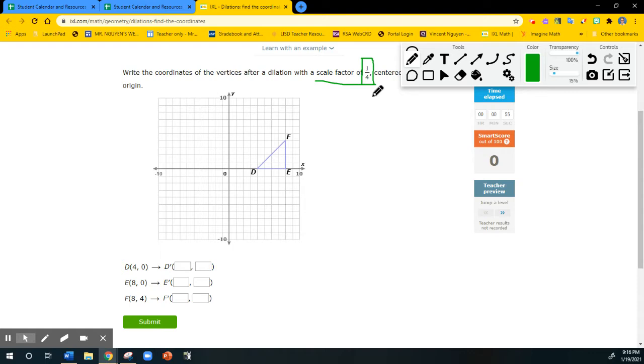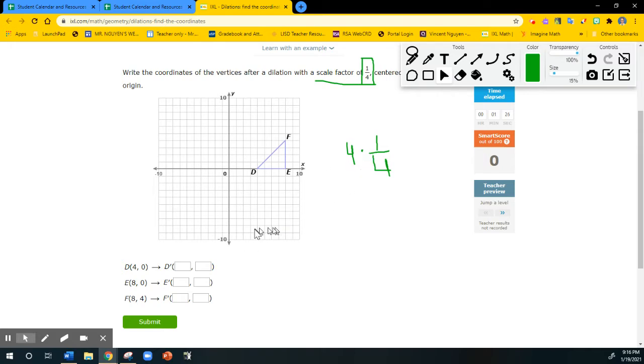of the original. So the rule says whatever the scale factor is, you multiply every coordinate of the original figure with the scale factor. So here we're going to take 4 and multiply by 1/4. Well, if you think about it, 4 multiplied by 1/4 is the same as saying 4 divided by 4. All right. So multiplying by 1/4 is the same as dividing by 4.